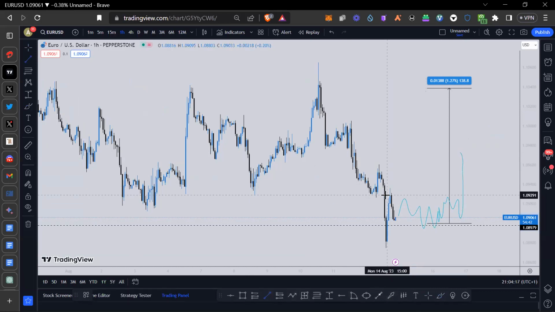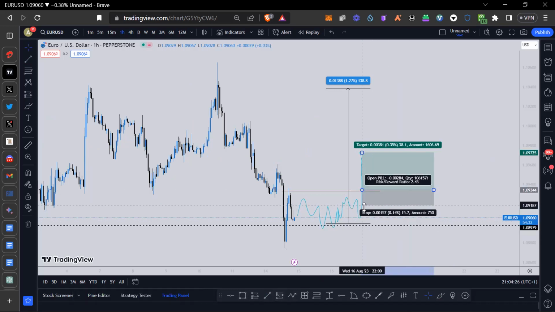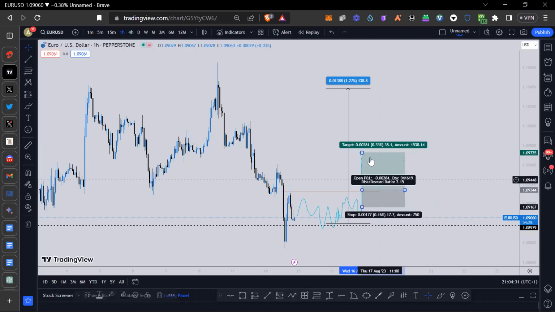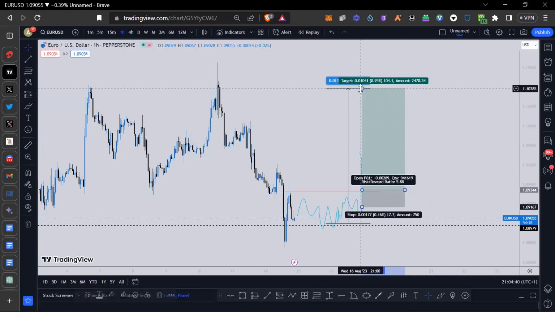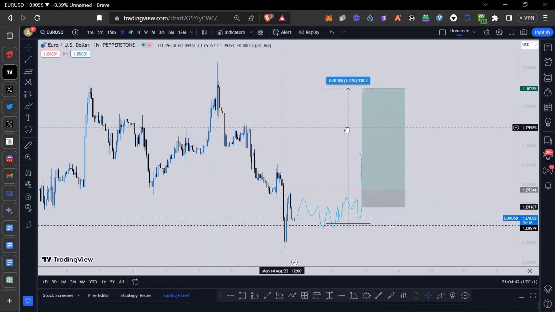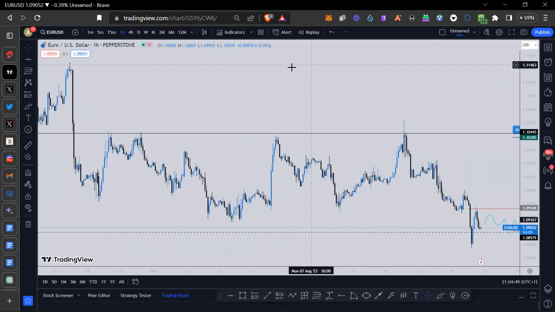All you have to do is make sure you get the break of structure, and then you have your entry here, and you can place your stop loss anywhere you want, depending on how much you want to risk in your account. Then you can take your take profit here. If you want to be conservative, or if you want to be aggressive, you can have it here, because easily price can come back to this level, because the price is actually in a range here, as you can see.